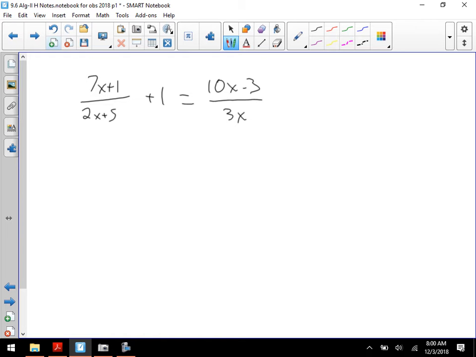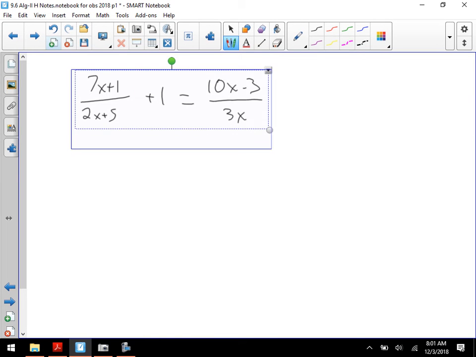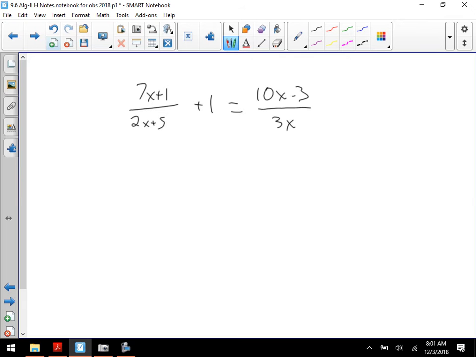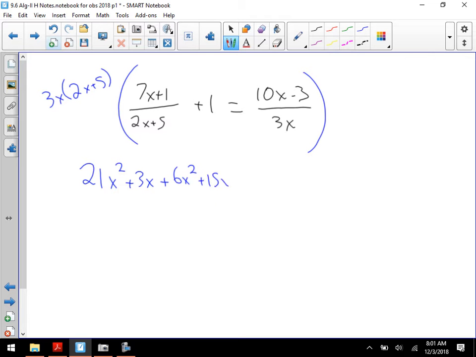Here, the common denominator that we're going to multiply everything by is going to be 3x times 2x plus 5. So I'm going to take the whole thing and multiply it by 3x and a 2x plus 5. First fraction needs the 3x, so I distribute that in. And I'm going to get 21x squared plus 3x. The 1 needs both. So I'm going to get 6x squared plus 15x.